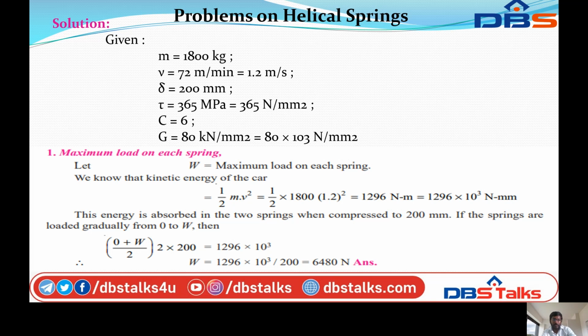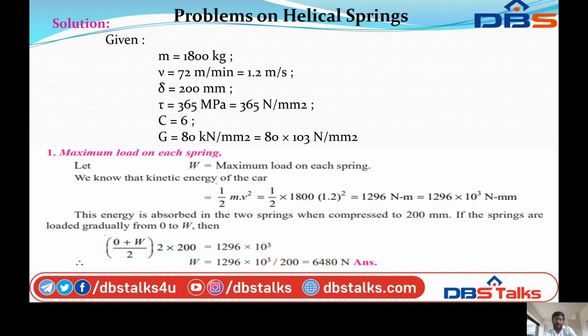Let W be equal to the maximum load of each spring. We know that the kinetic energy of the car is equal to half mv square, that is equal to 1 by 2 into 1800 into 1.2 whole square. Finally, calculating, we get 1296 Newton meter. This will be converted to millimeters: 1296 into 10 cube Newton mm.